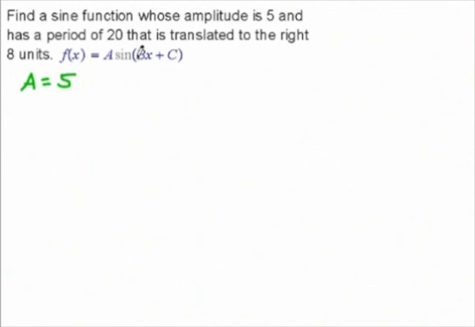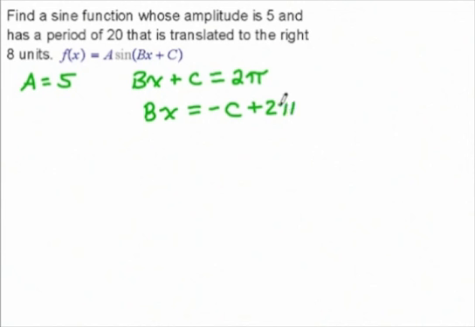Alright, to find the rest of it, the B and the C, I'm going to use the fact that I usually take the inside and set it equal to the period of the function. Well, the period of a sine function is 2 pi. And I'm going to solve for x, and I'm not going to combine any like terms. So I'm going to move the c over, so we're going to get bx is equal to, I put my translation first, and then the period, and then divide everything by b.